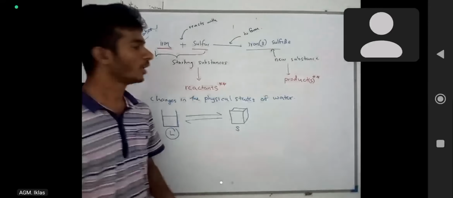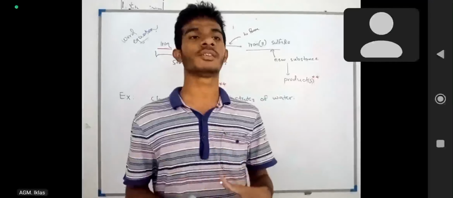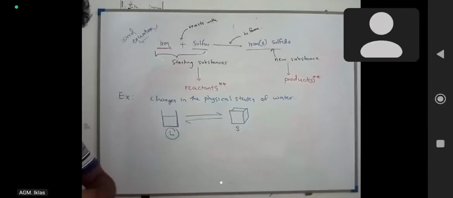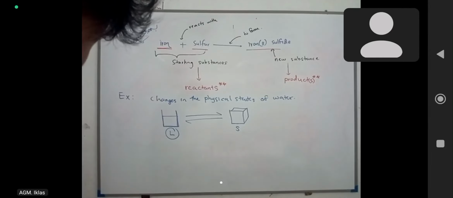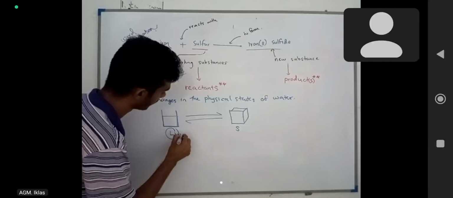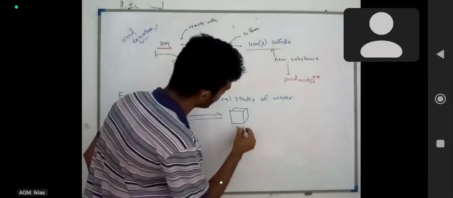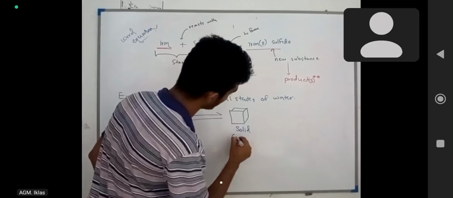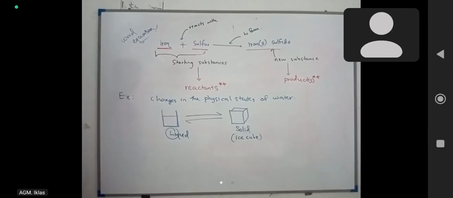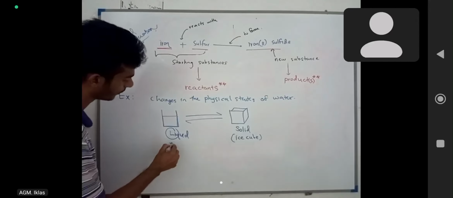The down one which you marked as L is liquid to solid, right? L means liquid, and solid means ice cube. Liquid means liquid water. Yeah.